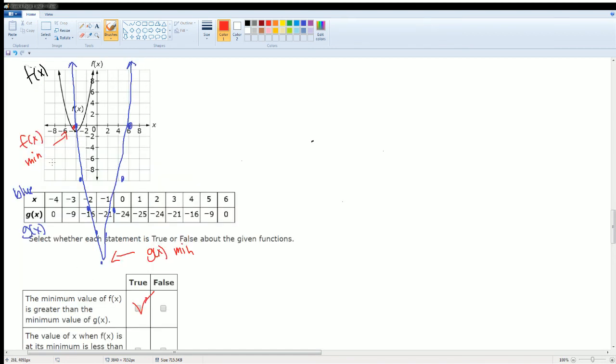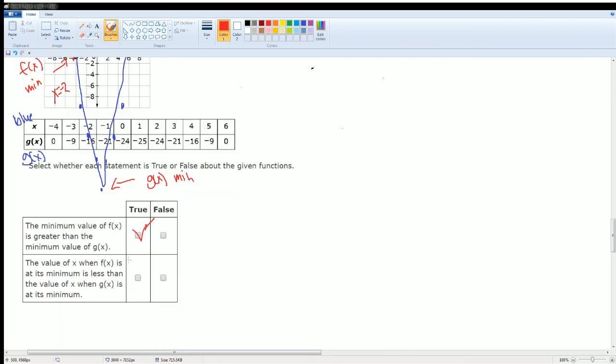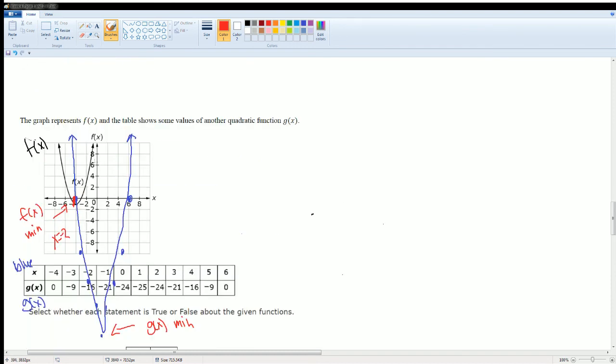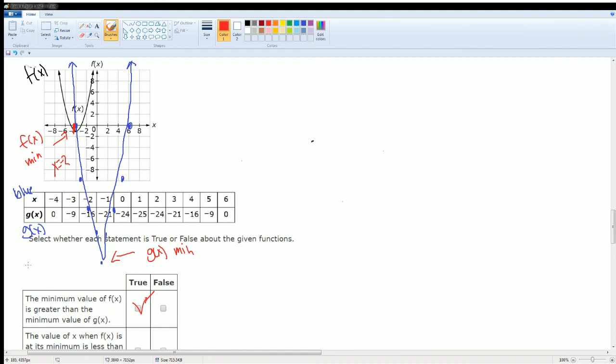So this is its minimum. And the value of x at this point is, let's say right here. This is x equals negative 2. But they say the value of x when g of x is minimum. So this is where g of x is minimum. And what is the x value at that point? Well, the x value at that point is 1. Okay? Because look, this is its minimum.